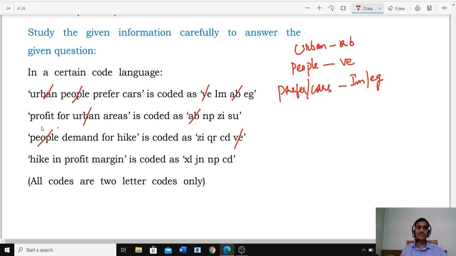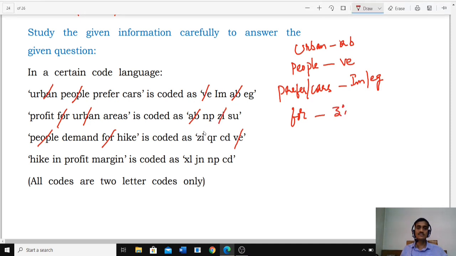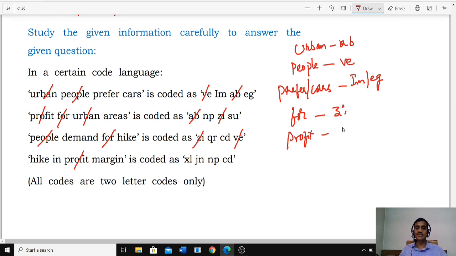Then if you compare 2 and 3, profit for areas. For is the word that is common, and the code that is common is ZI. For is ZI. Profit areas. Profit is the word that is common, and the code that is common is IM.